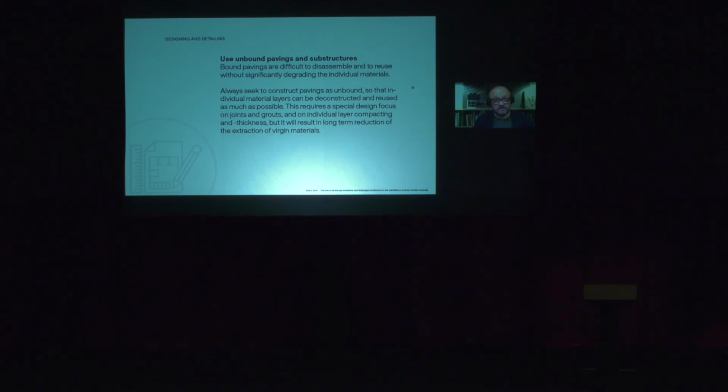We should, whenever possible, use unbound pavings and substructures. Bound pavings are difficult to disassemble and to reuse. Often the materials are significantly degraded. They need to be crushed in order to be reused. So if we can construct them as unbound pavings, it's much easier to deconstruct and reuse as individual materials again.